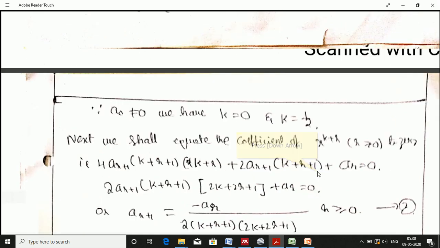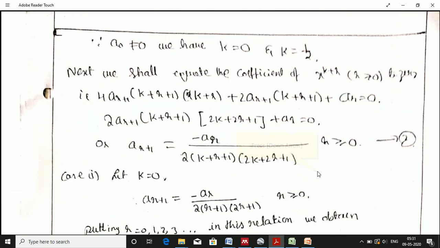And if I simplify this, 2a(r+1) into (k+r+1), that term is common in the first two terms, I have taken outside, remaining is 2k plus 2r plus 1, plus ar equal to 0, or a(r+1) is equal to minus ar divided by (k+r+1) into (2k+2r+1). And for the first case, when k is equal to 0, the above equation takes the form a(r+1) is equal to minus ar divided by (r+1) into (2r+1).